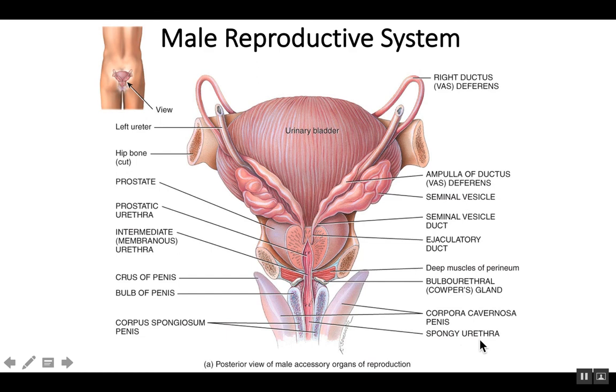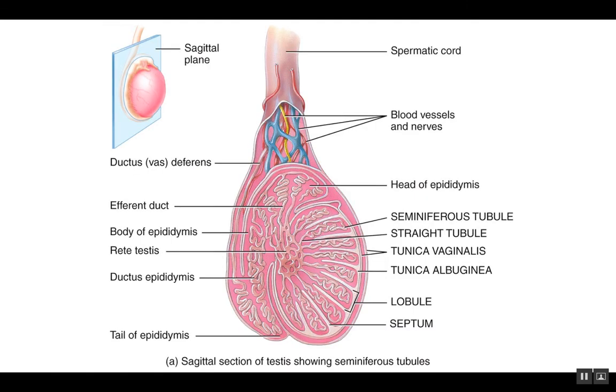So the previous slide and this slide show quite a bit of this male anatomy. In the next video, we'll start to look at a little more of the structures of the male reproductive system, and then we'll also be looking at how sperm are produced.